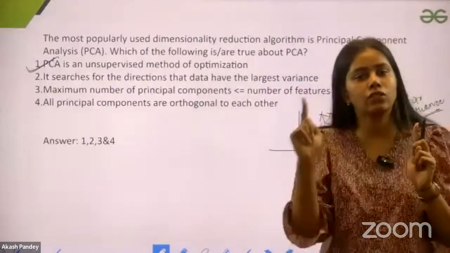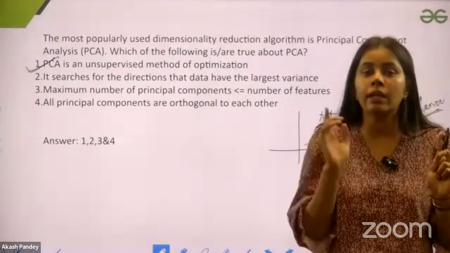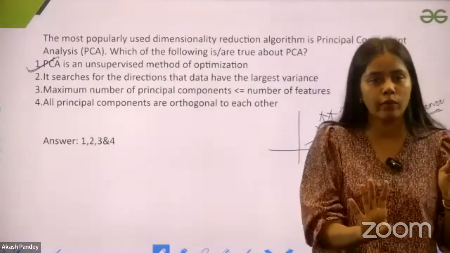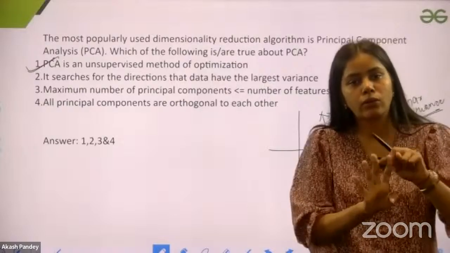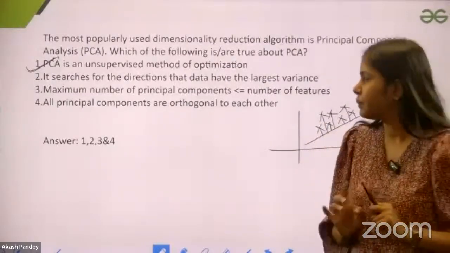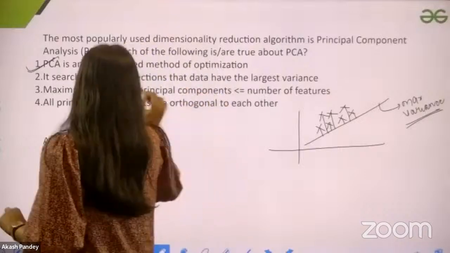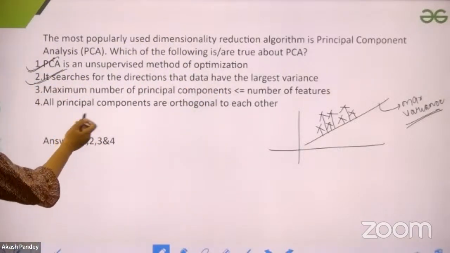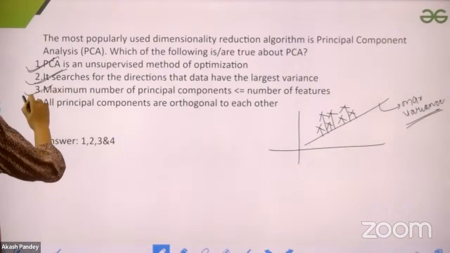First condition is that it should be orthogonal to principal component 1, and also it would be capturing maximum variance. Because you have 4 directions, out of the 4 directions you would take that particular direction in which you have maximum variance, right? It searches for the data direction that has the largest variance. That is true.